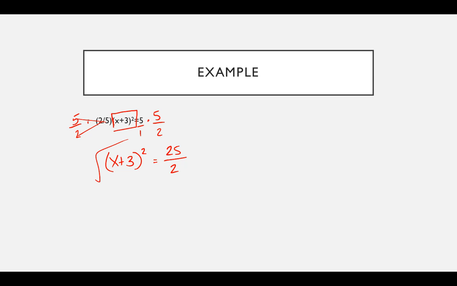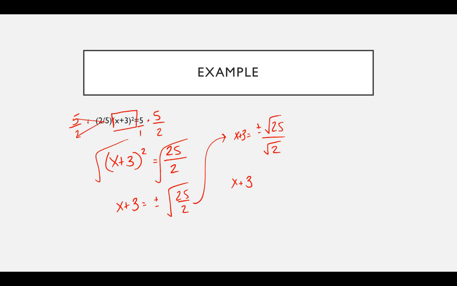Now I can take the square root of both sides. So plus or minus the square root of 25 over 2. I'm going to split this up into two radicals. I'm going to split it into the square root of 25 over the square root of 2, because I can simplify this square root of 25. That's 5 over the square root of 2.